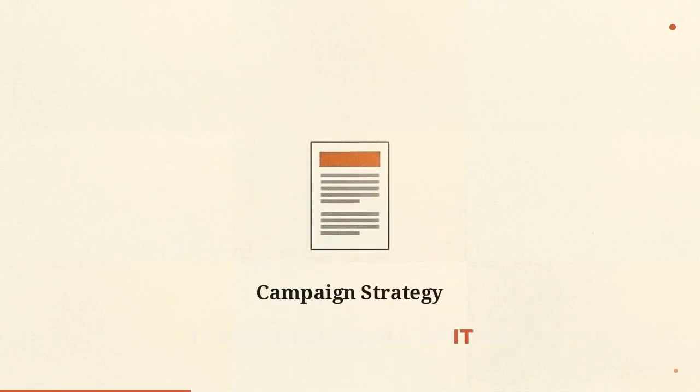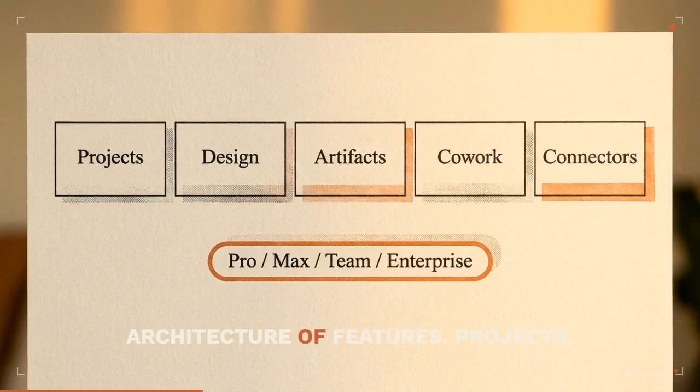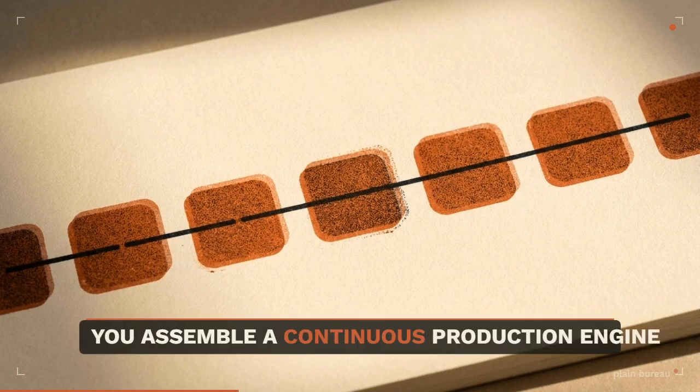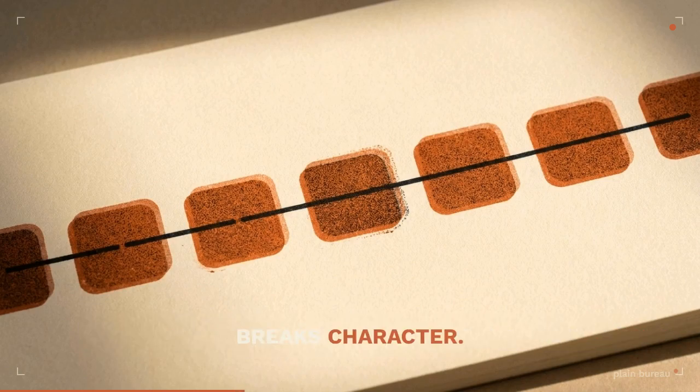Because Claude reads a massive amount of context at once, you can hand it that brand guide, a couple of competitor pages, and 50 separate customer reviews in the exact same message. It synthesizes all of it to inform your single campaign. This relies on a specific architecture of features: projects, design, artifacts, cowork, and connectors, available right now across the Pro, Max, Team, and Enterprise tiers. Instead of stringing together isolated prompts, you assemble a continuous production engine that never breaks character.